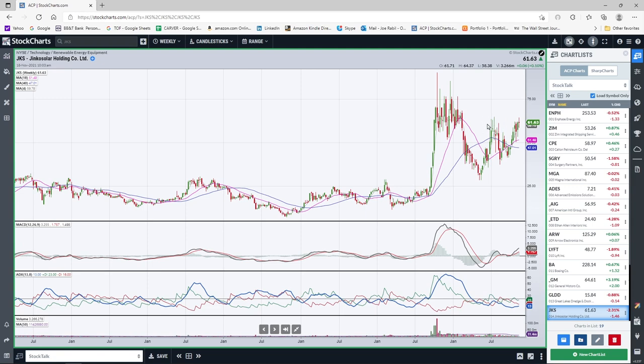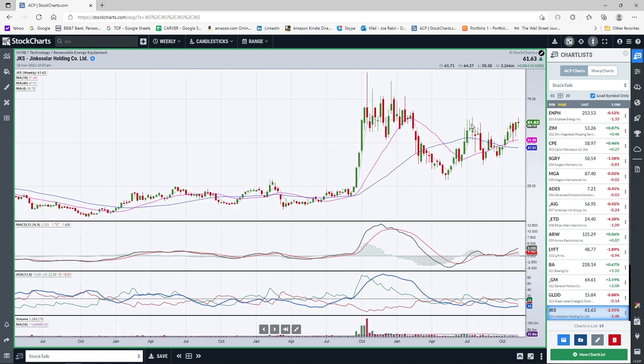We also have some resistance here. You see these tails right here. So these are kind of key things I think you've got to keep an eye on. No rush in here. Watch for a little pullback.